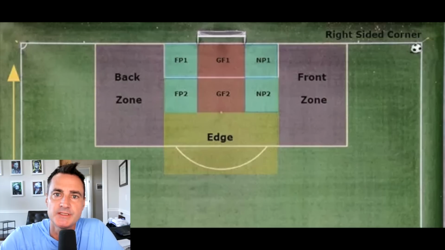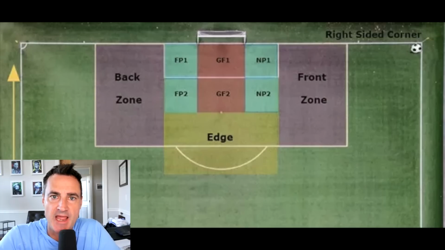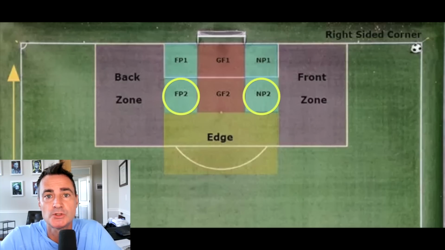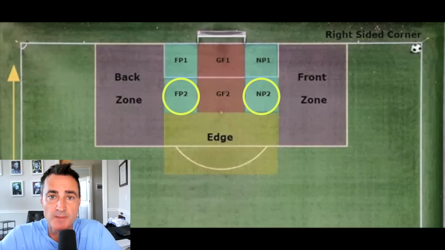The reason we're doing this is if you look at data from actual professional matches, the most likely spots on the field to score from a corner kick are where you can see in this document where it says FP2, which would be far post 2, and then NP2, which is near post 2. Those are the highest percentage areas where if you can get a ball in there, most likely you're going to score. And you'll see that the runs that we're making are really trying to get into these areas.